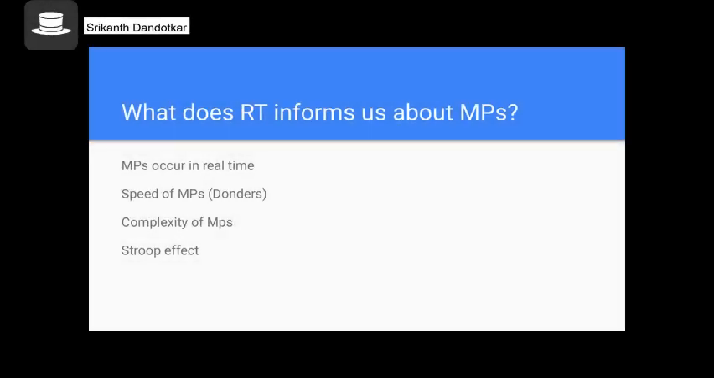Now, just to talk about two measures, the reaction time or response time and the accuracy. Let's see what kind of information these measures give us about mental processes. The first one we'll talk about is the reaction time or response time. What do you think the response time informs us about mental processes?